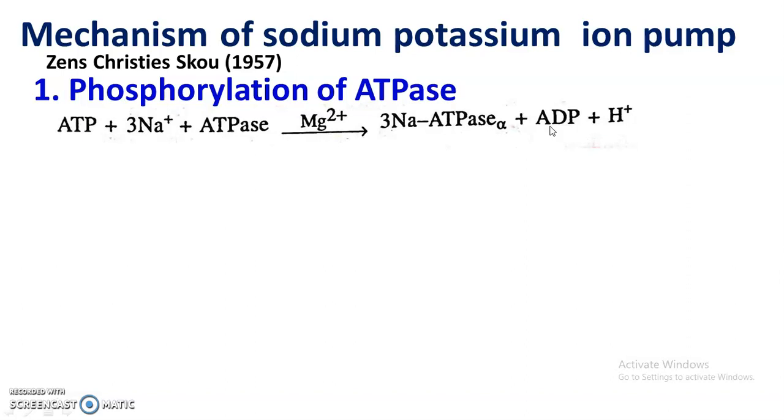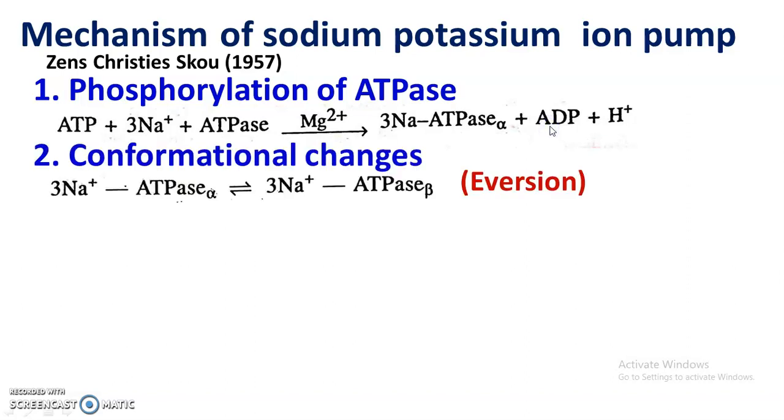So energy released is used to drive the pump. Now the second step is conformational changes. On phosphorylation, the conformation of the alpha unit changes, turning inside out, called eversion, and the 3 sodium ions are released to the extracellular fluid. Phosphorylation of ATPase leads to a major conformational change in the enzyme.